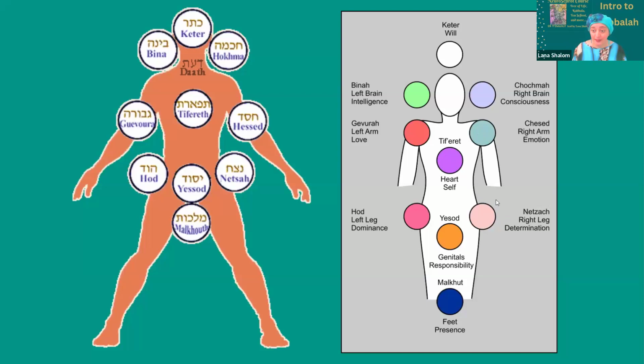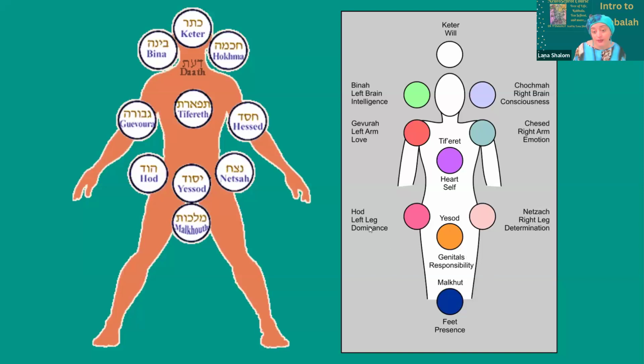Netzach is the hip, the side. Netzach, which means determination, is the right leg. Od refers to the left leg, and it means dominance. And Yesod refers to the genitals, responsibility, and Malchut is the feet, presence. It's also translated as kingship, but really it's a presence, taking physical control, taking responsibility. That's why it's very important.